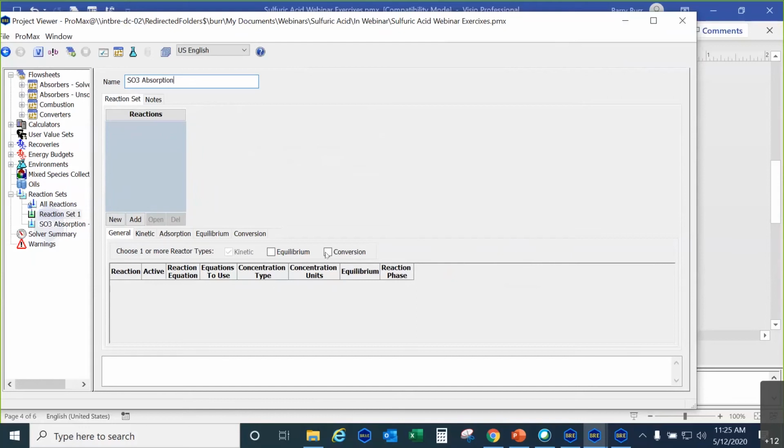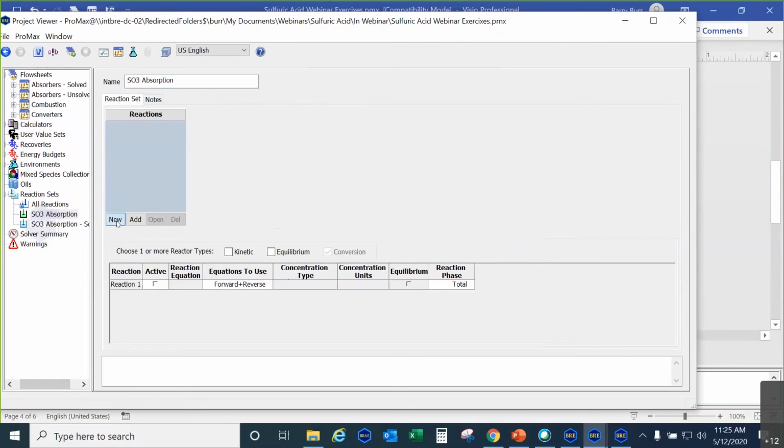We're going to set it to be conversion. And when you check conversion, you have to go over here and uncheck kinetic. It's a little confusing right there. And we need to add a new reaction. It'll be the only one.